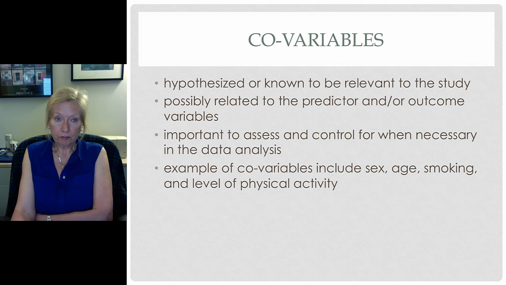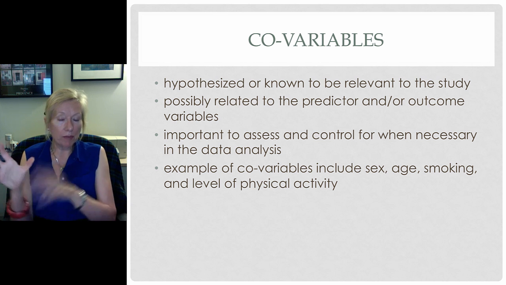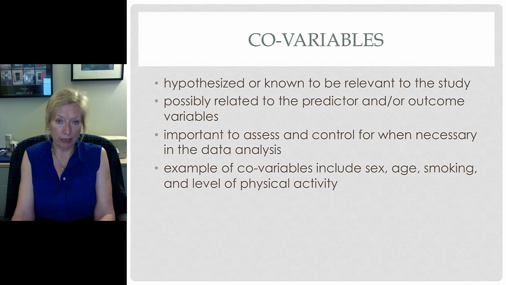The covariables, when you set up your design, you hypothesize that these might be relevant to the study, or else you know that they will be relevant to the study. And you think they're possibly going to be related to the predictor and or the outcome variables. So you actually think they may be influencing either the predictor or the outcome variables. So it's important to assess these covariables, and you have to control for them when you're doing the data analysis. Covariables might include things like the sex or the age or the smoking or the level of physical activity, and these might impact either the outcome variables or the predictor variables.